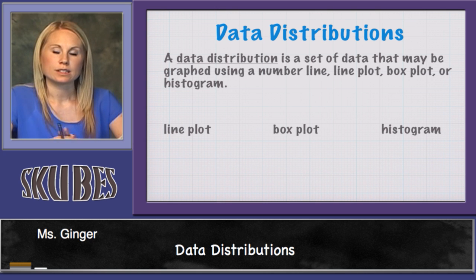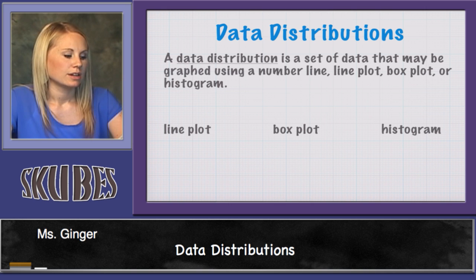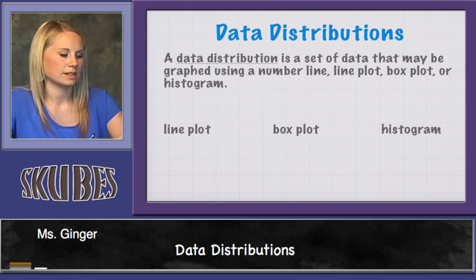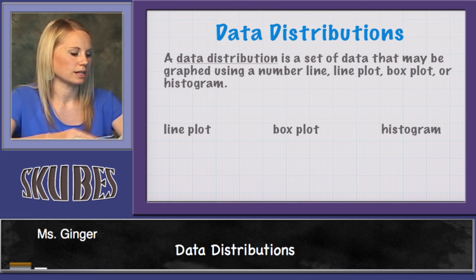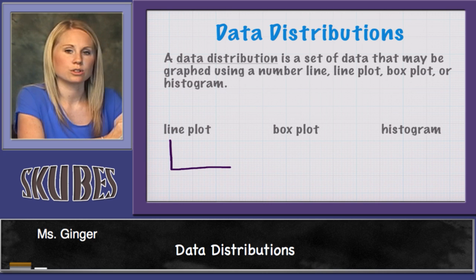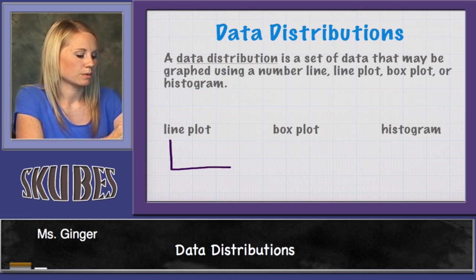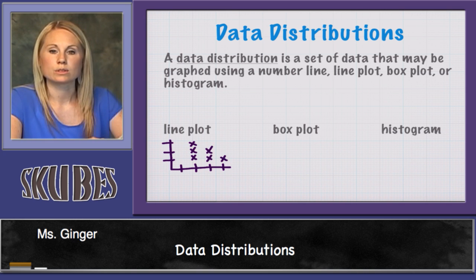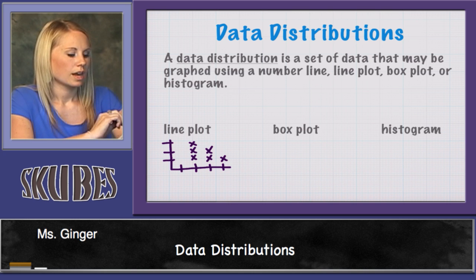A distribution is basically just a visual way to represent some amount of data that you have gathered. You can use lots of different types of these visual displays. You may see your data distributed in the form of a line plot, which would look something like this. You're going to have your X and Y axis labeled with some appropriate increments, and you'll mark each data value within those increments wherever they should go as you're gathering your data.